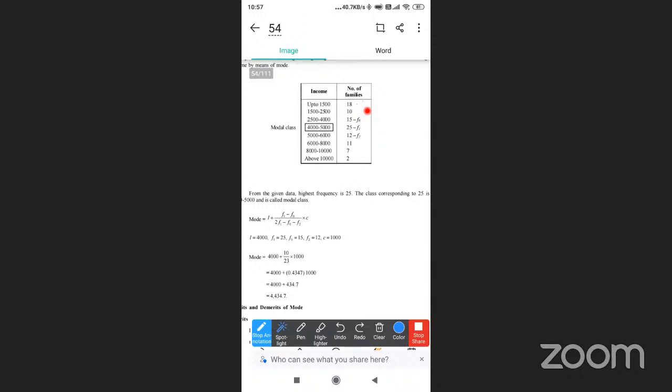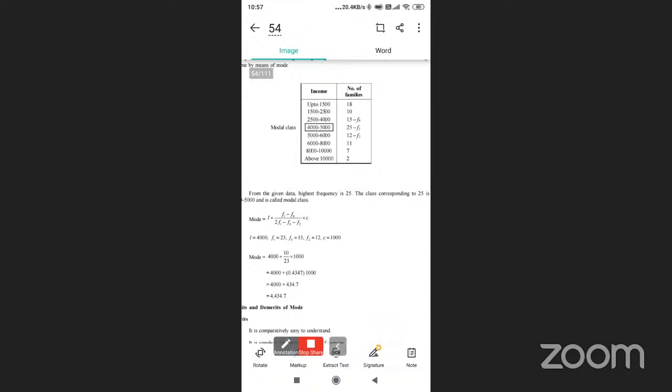Similarly, suppose 29 is there in place of 2. Then 29 is the highest frequency, that is the modal class. f equals 29, f1 is 7, but what about f2? 0. Yes, very good question. Very good query. Thank you. Any doubts? Clear? Yes, thank you, sir.